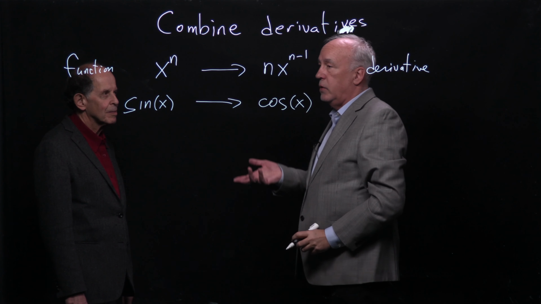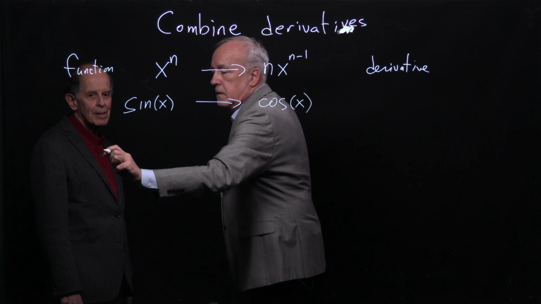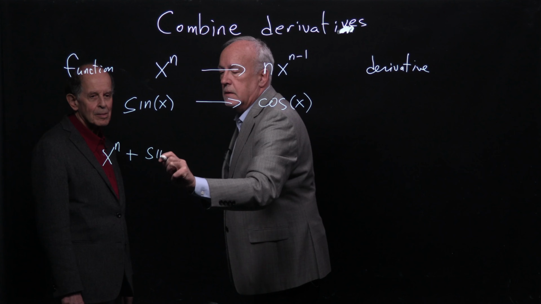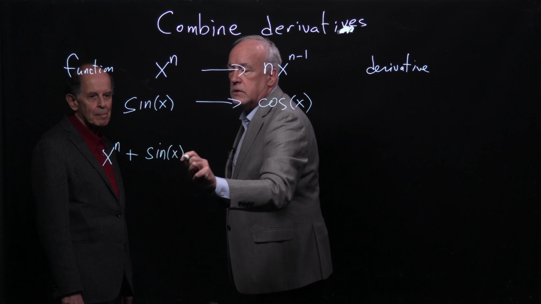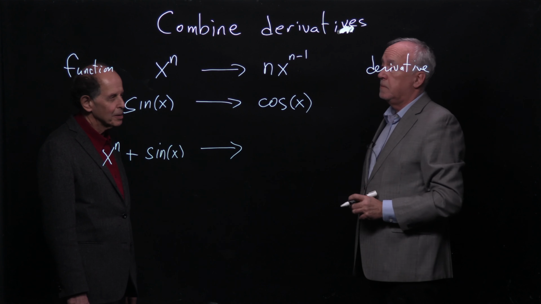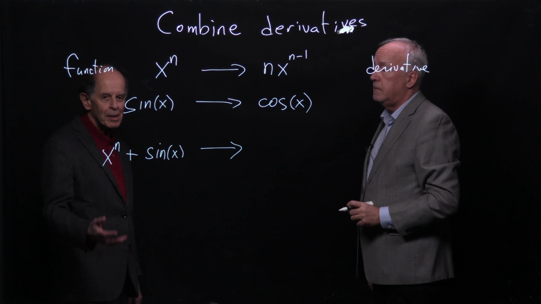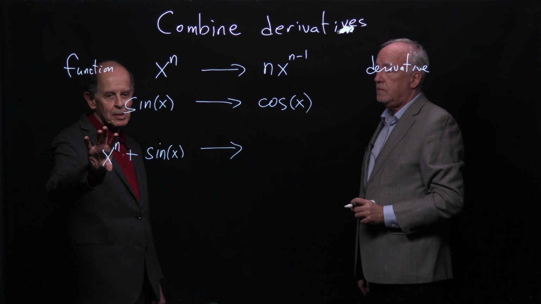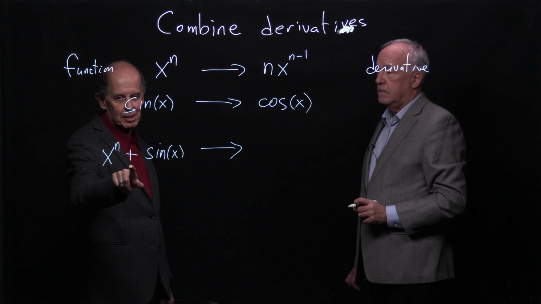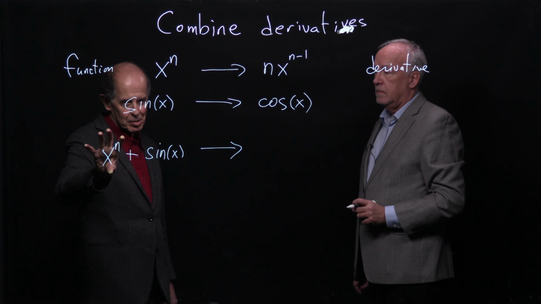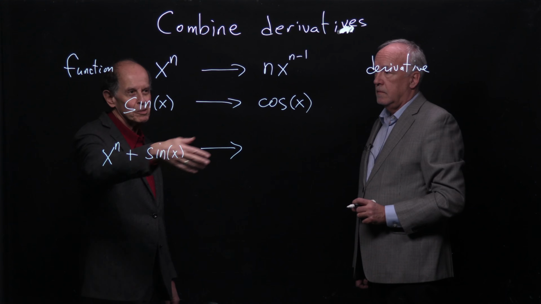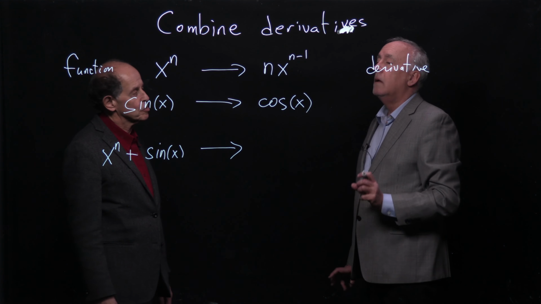Now the question is, what happens if we add two functions? Something like this, x to the n plus sine x. It's going to have a derivative. I'm not going to tell you what it is, but we'll figure it out. How do you think we should figure it out? Well, it looks like we can approximate this piece independent of that piece because it's a plus sign here. So we know what this is, and we know how that works out. So I'm going to guess that when you do this, you just get the sum of the right-hand side.